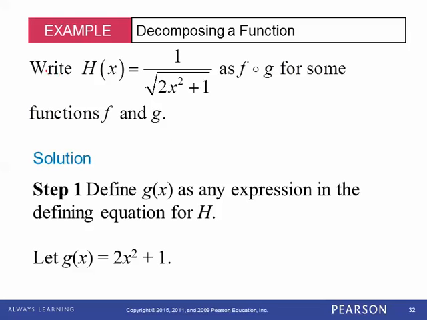So notice when you look at this problem, you have the 1 over something on the bottom. That something is the square root of 2x squared plus 1. The question is, what two functions f and g is this made from? So this h function is already a composition of these two. But the question is, what are these made from?